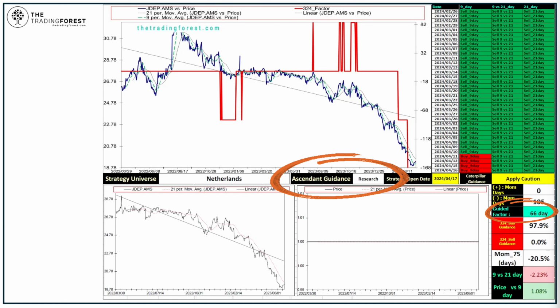The ascendant's guidance can be found just below the main graph. Pay close attention to the recommendation of the ascendant guidance and plan your trade accordingly. In this particular case, the ascendant's guidance is research. There is thus sufficient time to plan your trade. The recommended moving average for this strategy due to the length of the momentum cycle is the 66-day.